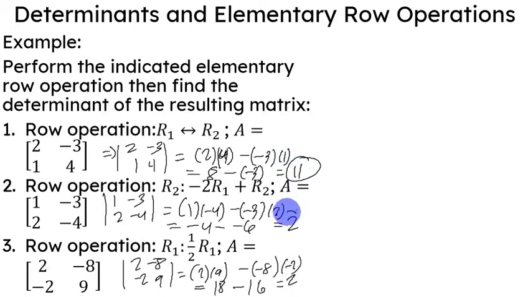Now, let's take note of what happened to the determinant of these matrices when we perform an elementary row operation. Pause the video and try to see if you'll be able to perform the row operation, then find the determinant of that resulting matrix.